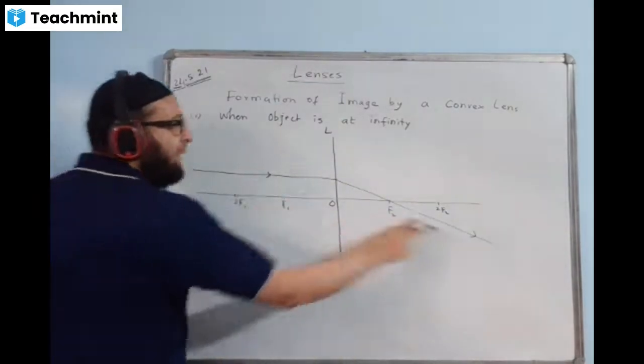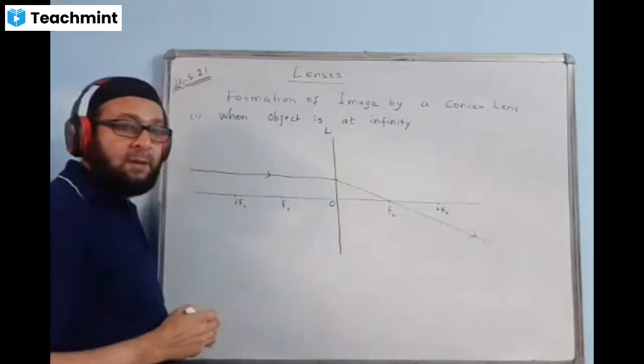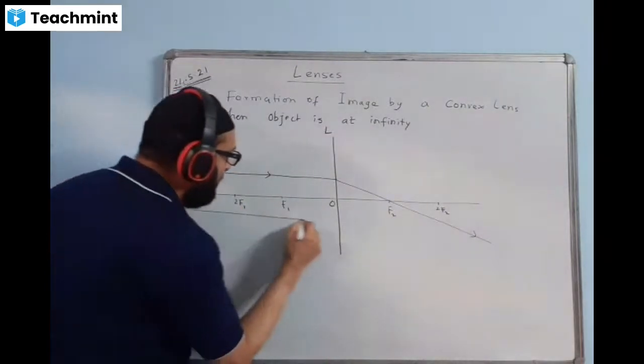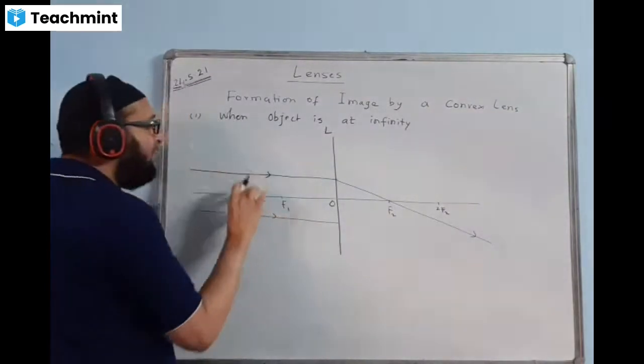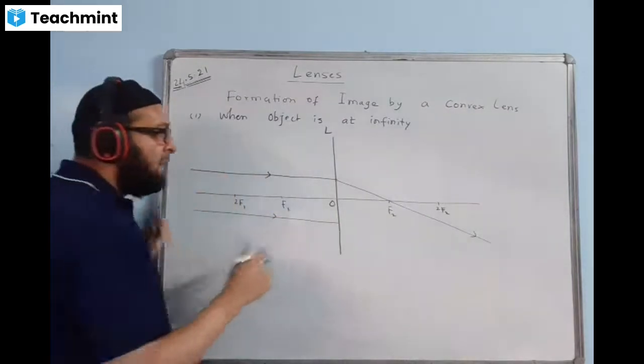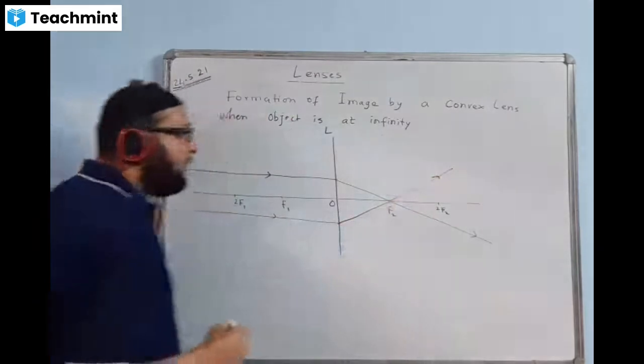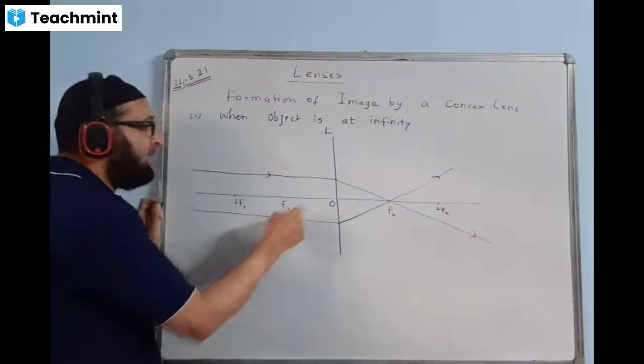Mark the arrow here and arrow here. No arrow, no marks. Keep in mind. One ray we will draw below, exactly one line above, one line below. This ray will also pass through F2. We know the property of F2: all the parallel rays pass through F2.